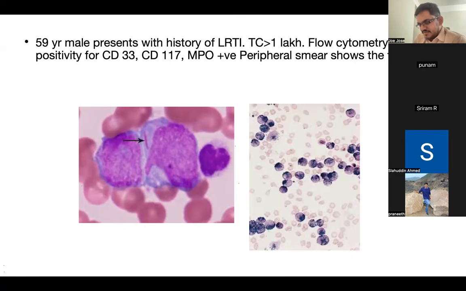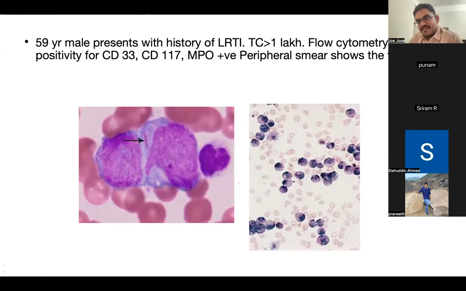Favorable risk mutations are generally translocation 16, translocation 16, 16. Then there is... Okay, sir, I'll quickly mention it. Favorable is translocation 16, inversion 16, translocation 8;21, right? And biallelic in-frame CEBPA mutation.